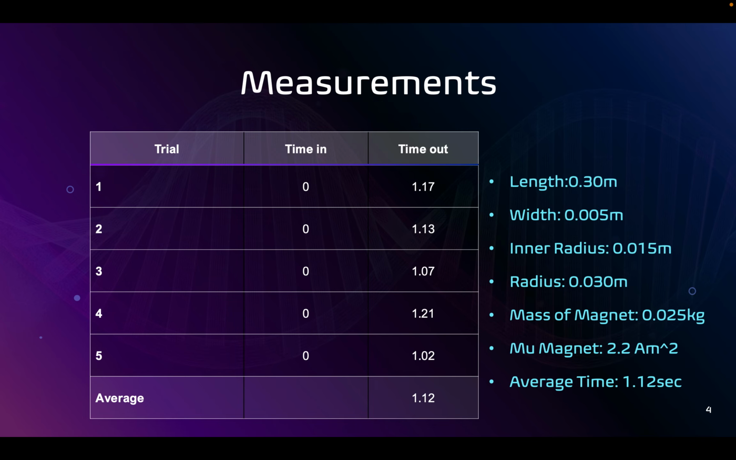So here are our measurements of the tube. The length was 0.3 meters, the width was 0.005 meters, the inner radius was 0.015 meters, the radius was 0.03 meters, the mass of the magnet was 0.025 kilograms, the mu magnet is 2.2, which is what we got in our lab 3, and the average time was 1.12 seconds. In this lab, we did 5 trials of dropping the magnet through the aluminum tube, and we got our average to be 1.12 seconds.